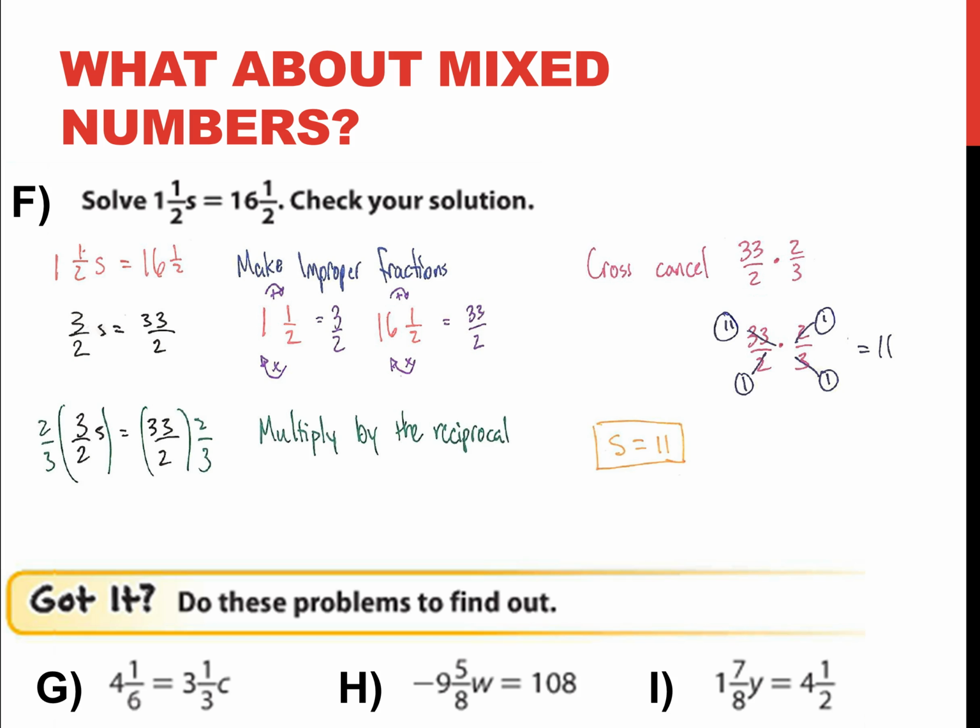Awesome. So now we have 3 examples for you to work on. Example G, which is 4 and 1/6 is equal to 3 and 1/3 times C. Example H, which is -9 and 5/8 times W, is equal to 108. And example I, which is 1 and 7/8 times Y, is equal to 4 1/2. Let's do these 3 examples. Pause the video and I'll be here when you get back.